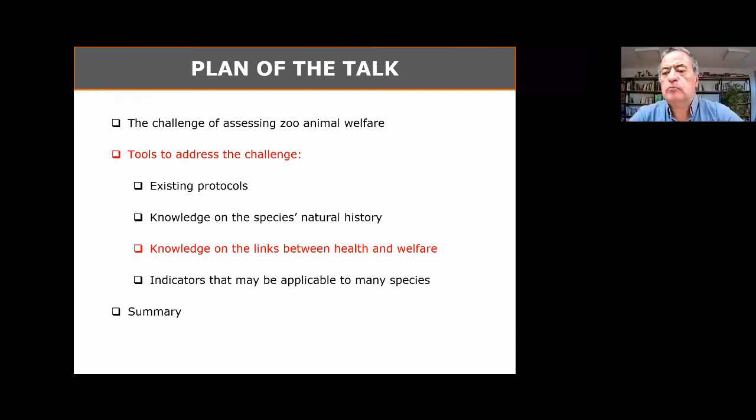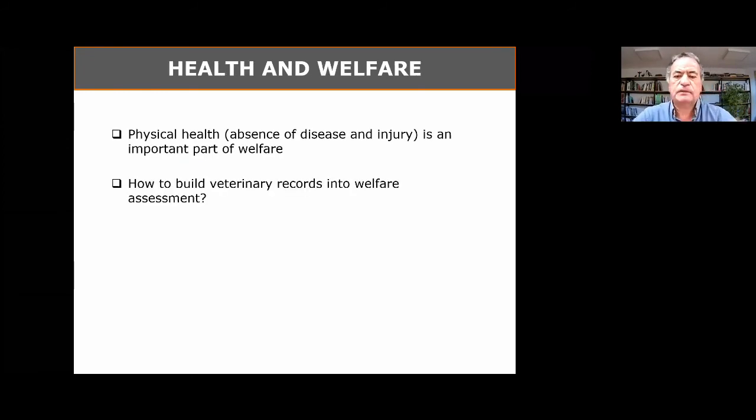Now, another important element other than behavior, feeding, and environment is health. And I like to argue that what we know about the links between health and welfare is also extremely useful when building our assessment tools. There is no doubt, I think, that physical health, understood as the absence of disease and injury, is an important part of welfare. Even if we choose to define welfare as the balance between positive and negative emotions or affective states, we have to admit that very often, if not always, disease and injury will have an effect on the emotional state of the animals.